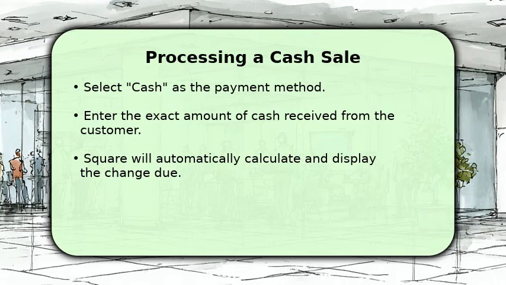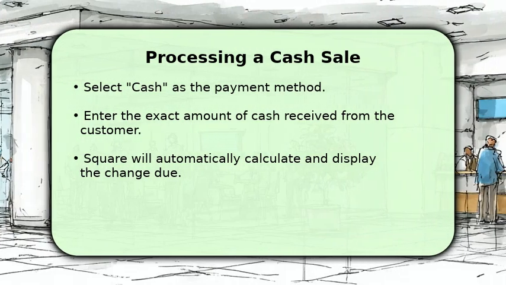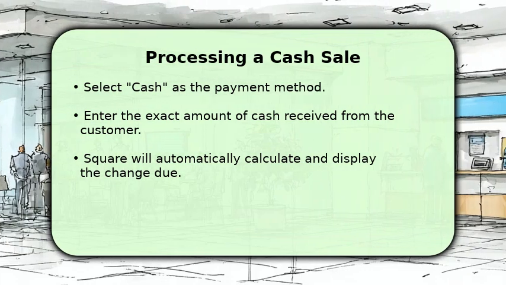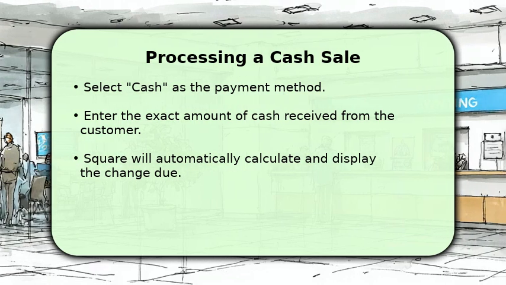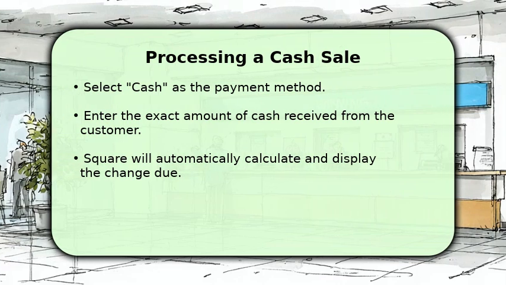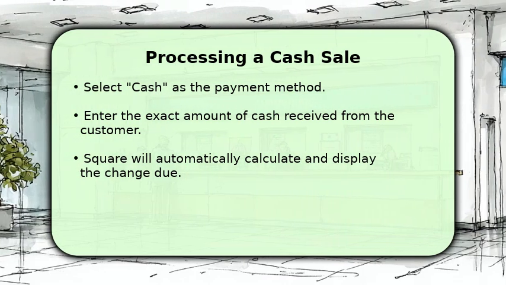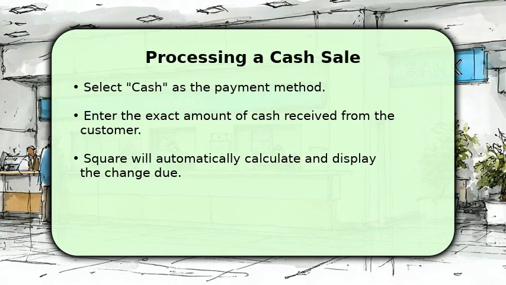On the payment screen, you'll easily select cash as the payment method. Then, accurately input the exact amount of cash your customer has given you. Square will automatically calculate and clearly display the precise change due, making the transaction quick and error-free. Finally, tap Tender to finalize the sale, and your cash drawer may automatically open if connected.